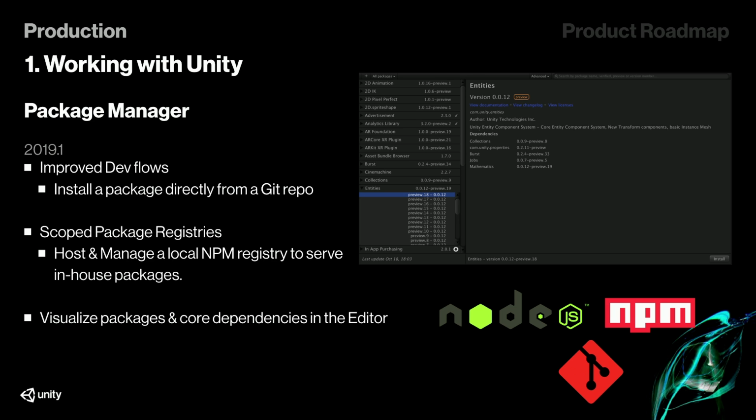In 19.1, we have improved development workflows, so you can install packages directly from a Git repository. We have what we call scoped package registries, which allows you to host your own package registry. So in your studio, if you want to manage your own packages and how they work, you can do all of that. There's also visualization for dependencies, which is really important. If you are removing or adding a package or doing anything which changes your configuration, you'll be able to visualize the impact on other packages.